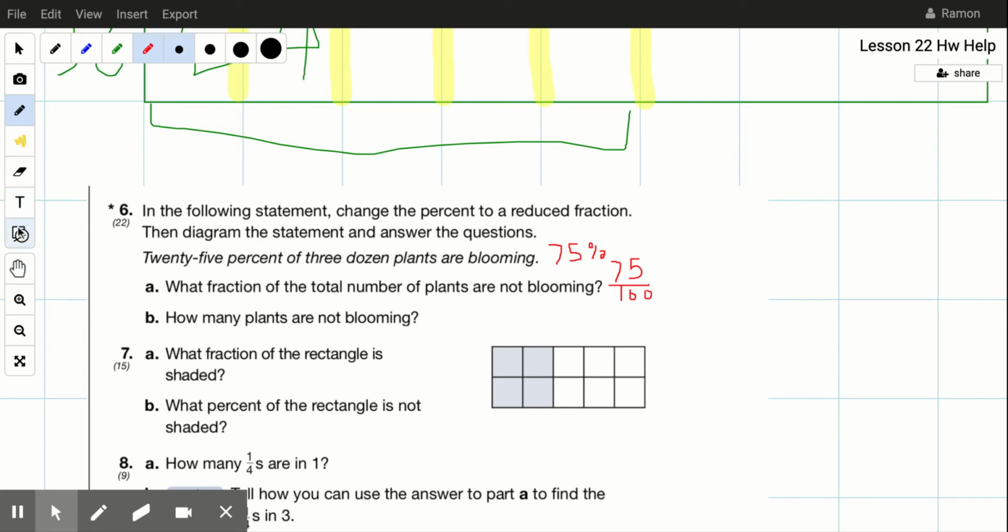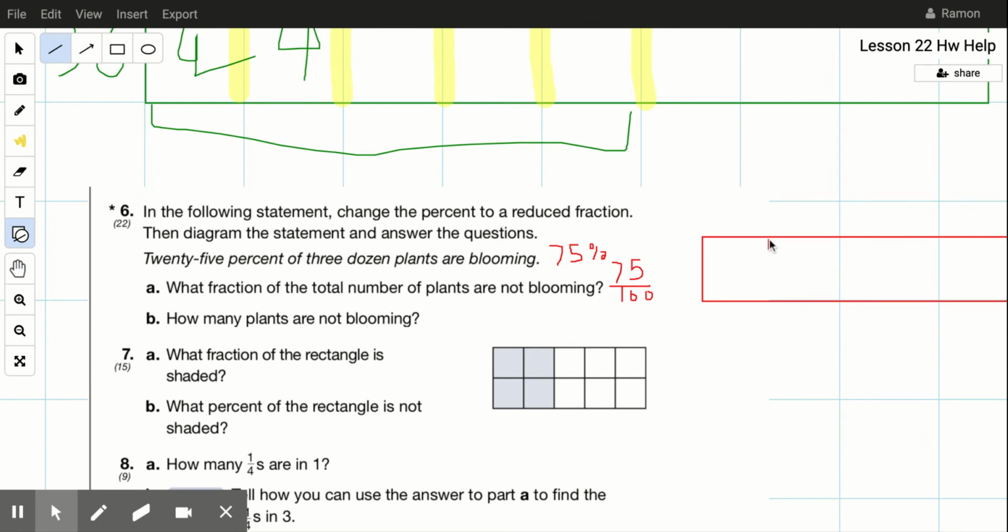From there, once you simplify that, you're going to make your diagram box, which is going to have 4 parts. So we're going to ignore that there. That's not part of this. So of 3 dozen, that means that of the 36. And since there's 4 parts, that means that 36 divided by 4 is 9. So from there, once you simplify this fraction, you just got to count the number of boxes that are not blooming. Add them all up.